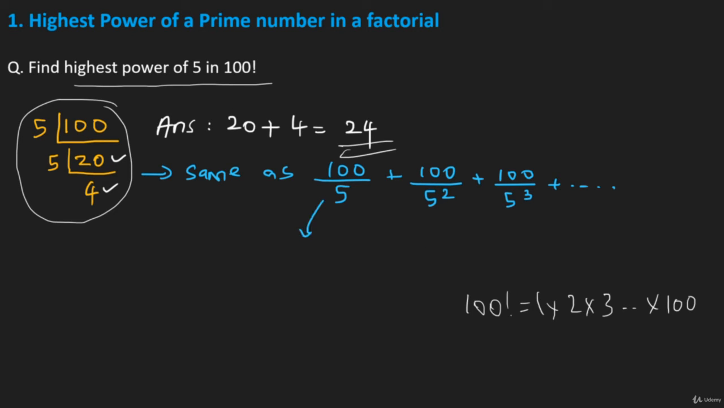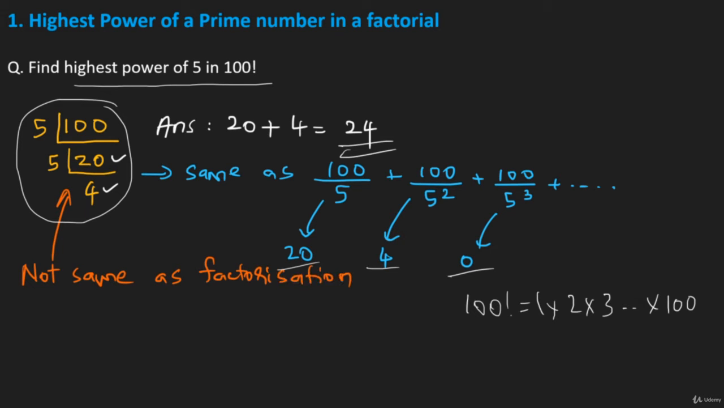100 by 5 will give you 20, 100 by 5 square will give you 4, and anything above that, 100 by 5 cube onwards, is equal to 0, and therefore 20 plus 4 will give you 24. Now you need to notice that this is not the same as factorization, right?